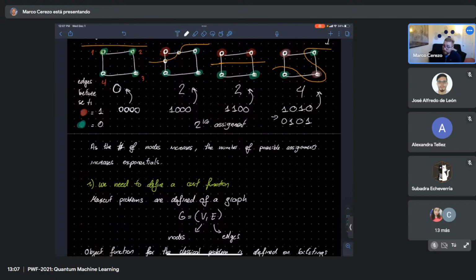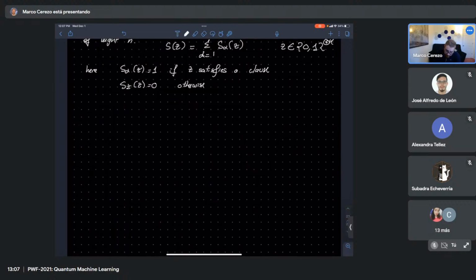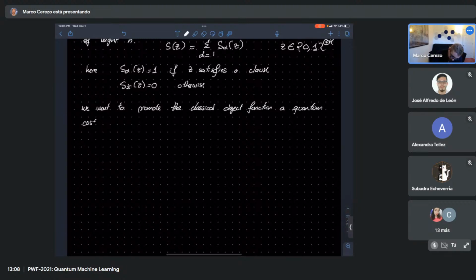And we can do this by just looking at the graph. If someone gives us a coloring, a bit string, it's very easy for us to check the value of this function. Now, the question is, how do we promote this into a cost function that we can evaluate on a quantum computer? So let's promote the classical objective function to a quantum cost function.